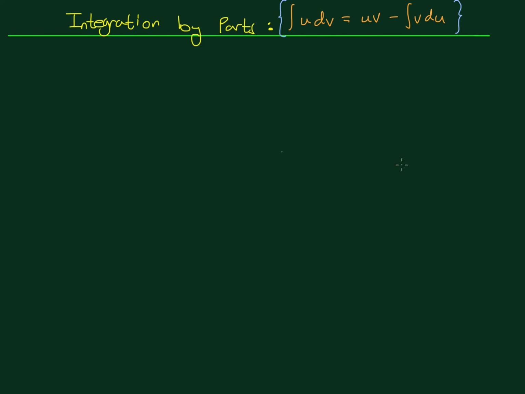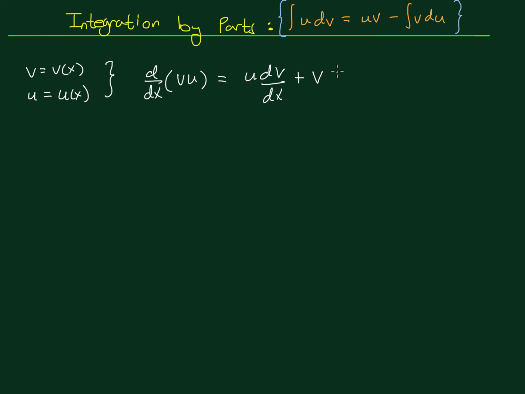So we can start by considering two functions, right? v equals v of x and u equals u of x. Okay? And we're going to multiply these functions and take the derivative. Okay, so we can write d/dx of v times u is equal to u times dv/dx plus v times du/dx.